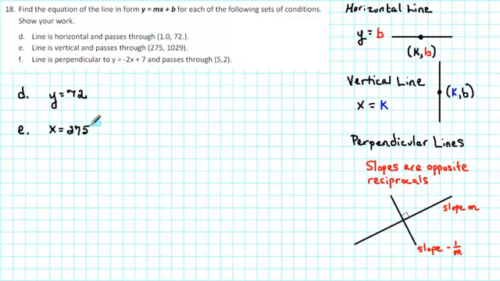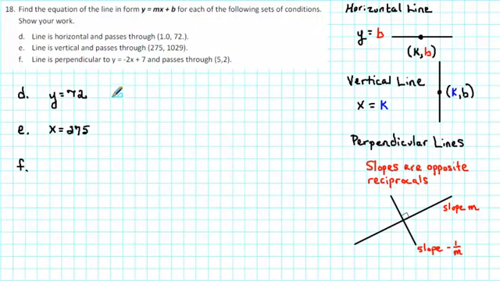Now note, we're supposed to write the equations in the form y equals mx plus b. That is not possible in this case since, one, the vertical line does not have a slope. The slope is undefined, so there is no m value. And the vertical line will not have a y-intercept, so there won't be any b value. The equation is x equals 275, but it cannot be written in the form y equals mx plus b.